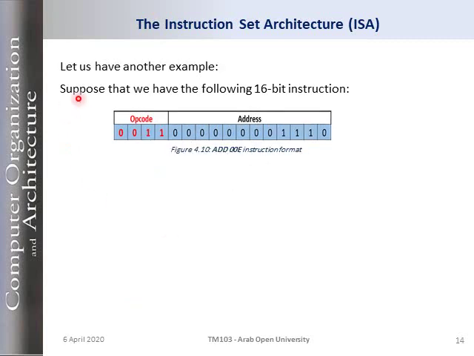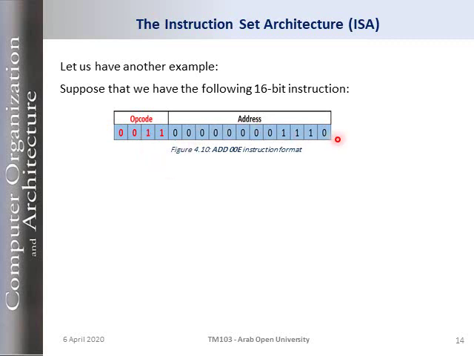Let us have another example. Suppose that we have the following 16-bit instruction. So again, we have this 16-bit instruction. The first 4 bits are the opcode. This is 3 in binary. If we convert this from binary to decimal or to hexadecimal, it's 3. 3 means add. So the opcode here, or the instruction, is add.